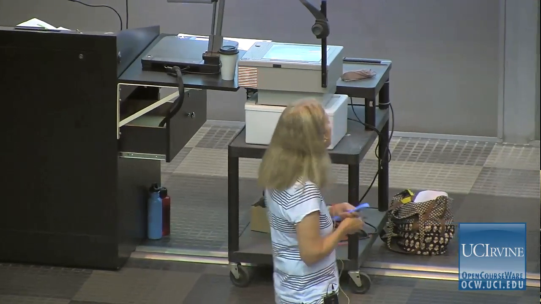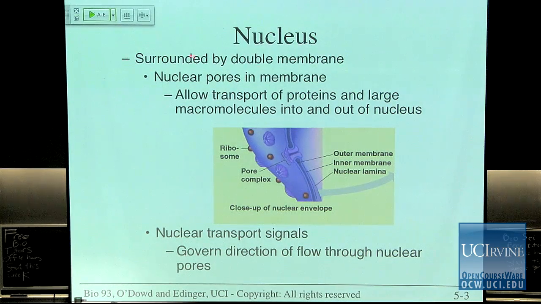Okay, the nucleus, as you learned from the LBL, contains the genetic material, right? In the nucleus, we have the chromatin in a non-dividing cell, which is the DNA that's not highly compacted, along with its proteins. And this is all surrounded by a double membrane. And we know from earlier lectures that lots of things don't go directly across a phospholipid bilayer very well, right? Charged molecules, large molecules, and things have to go in and out of the nucleus. And that's accomplished by nuclear pores in the membrane. These allow transport of proteins and large macromolecules into and out of the nucleus.